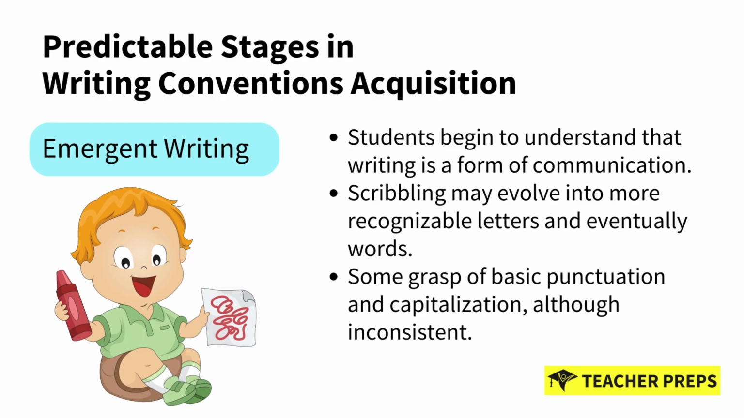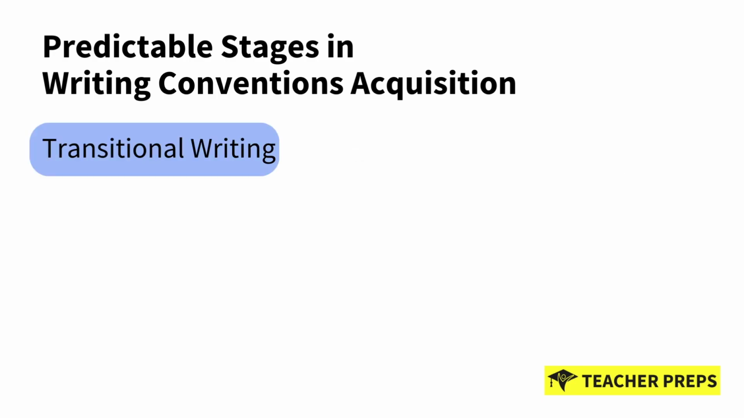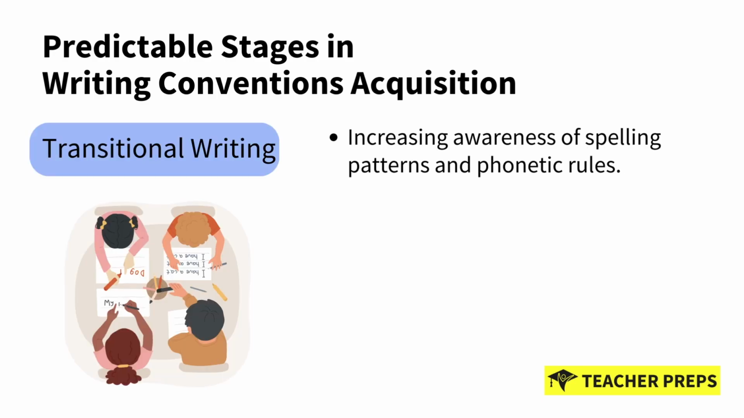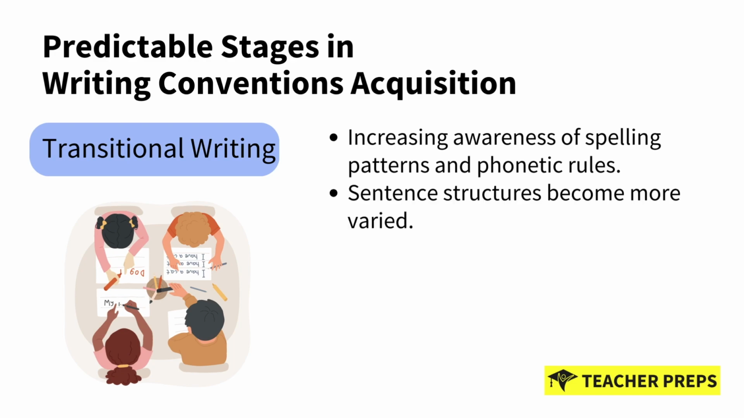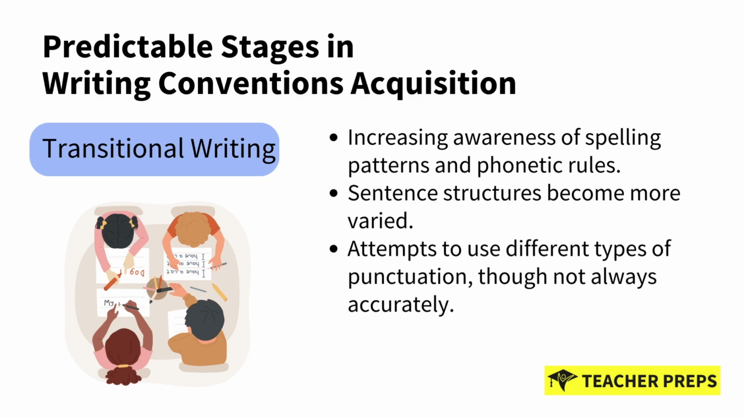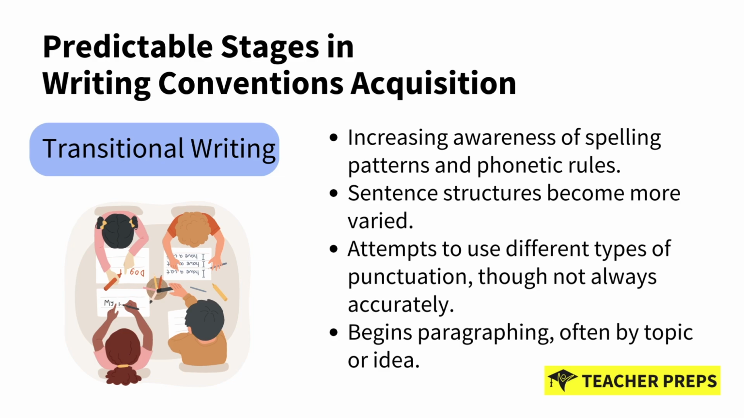Our next stage in writing is the acquisition of transitional writing. This stage is demonstrated when there is increasing awareness of spelling patterns and phonetic rules. The sentence structures become more varied here, and the student attempts to use different types of pronunciation, though not always accurately. And here, the student begins paragraphing, often by topic or idea.